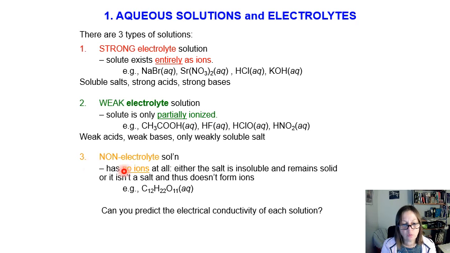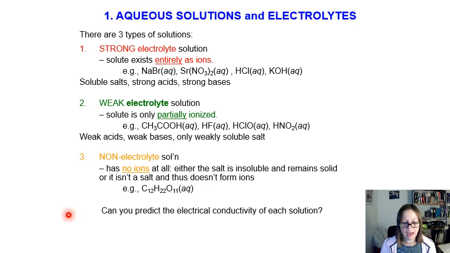And then we have these solutions that are said to be non-electrolyte solutions. These are the solutions where we have no ions at all. Either we have a salt that is completely insoluble, that remains solid, or the molecule in question does not form ions. So here, for instance, sucrose will not form ions.